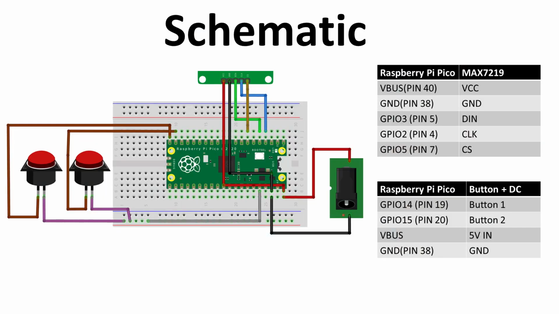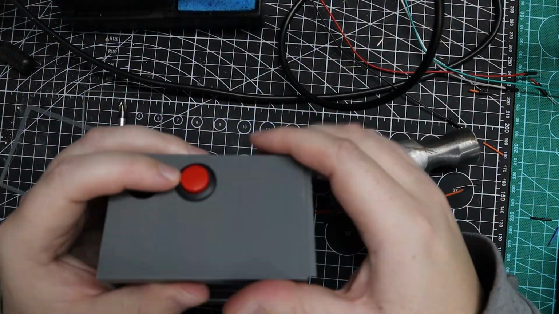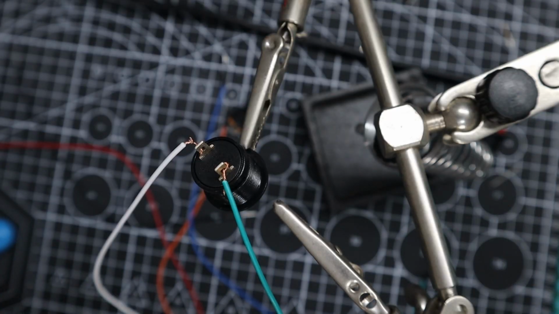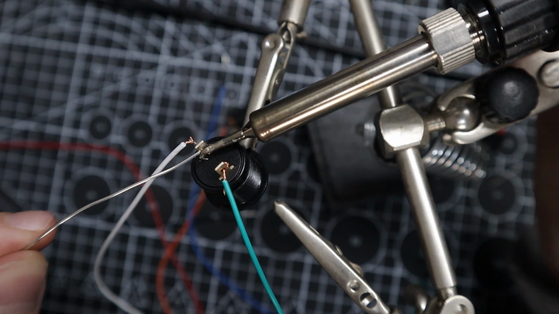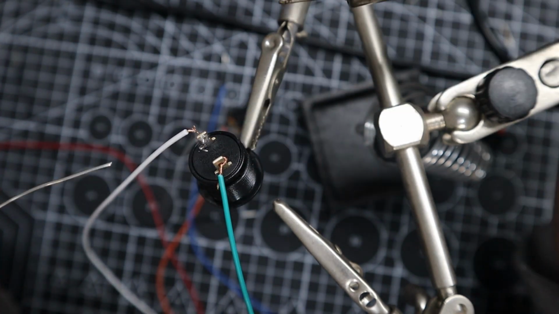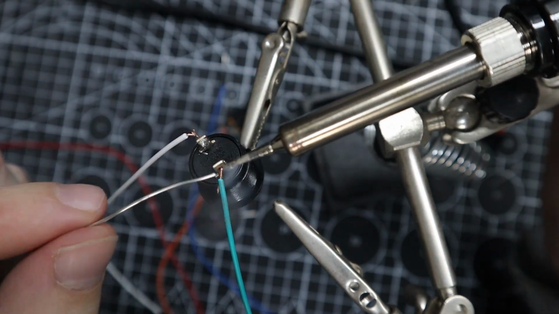This is the project schematic. Make sure to connect the buttons and DC plug first. To secure the cable to the button, I have soldered all the pins with the DC socket. Then just connect them as indicated on the schematic table as a reference.